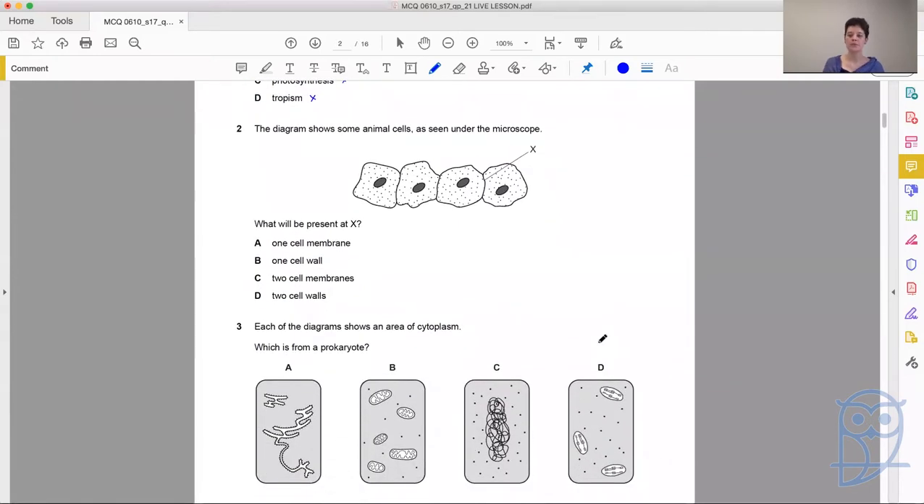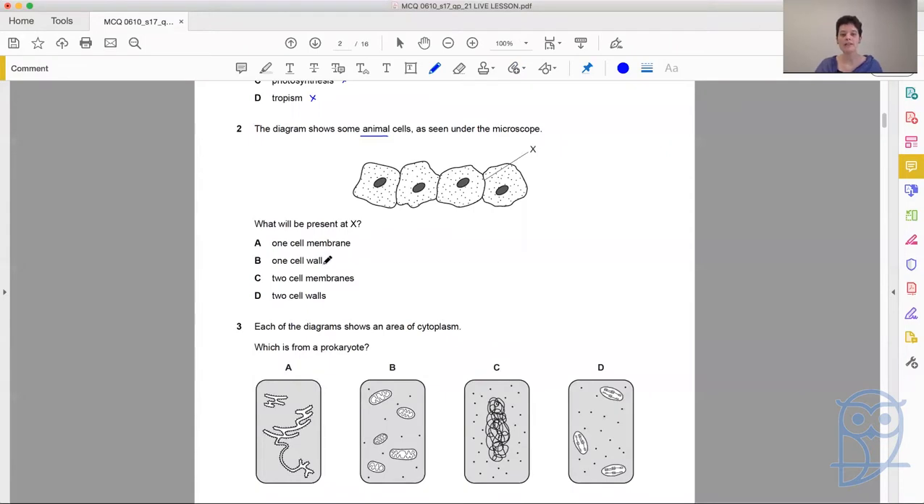Question 2. The diagram shows some animal cells as seen under the microscope. Animal cells. What will be present at X? So we can see a whole lot of cells all surrounded by their membrane. These are animal cells, remember? And then we can see the nucleus in each of them. And then we've got little dots of things that we can't see enough detail to identify. So what will be present at X?